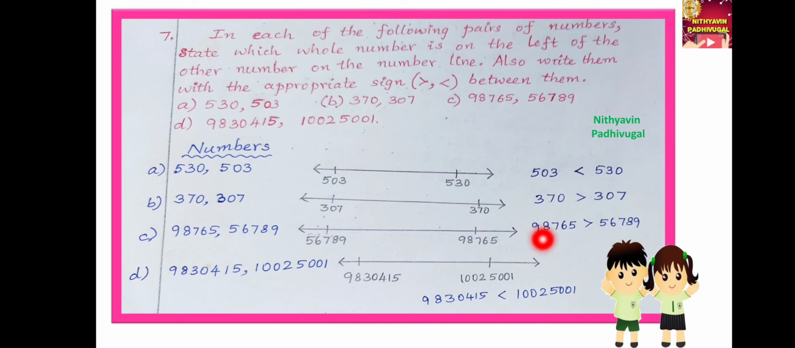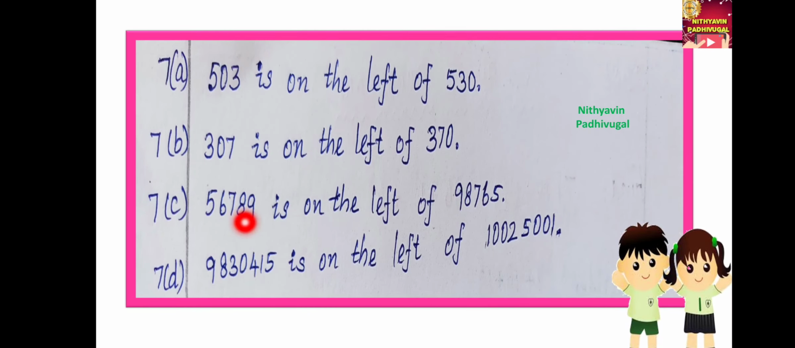Okay, so 98,765 is greater than 56,789. So 56,789 is on the left of 98,765.